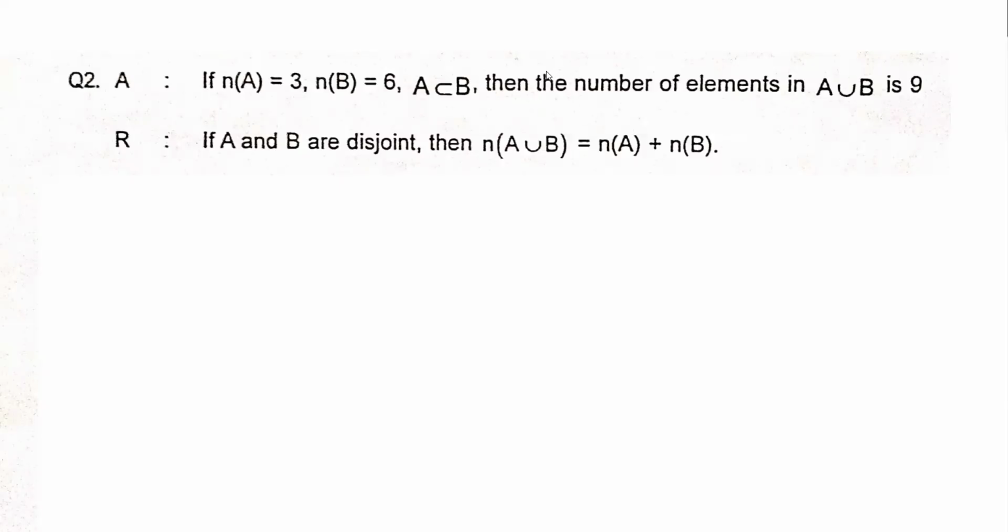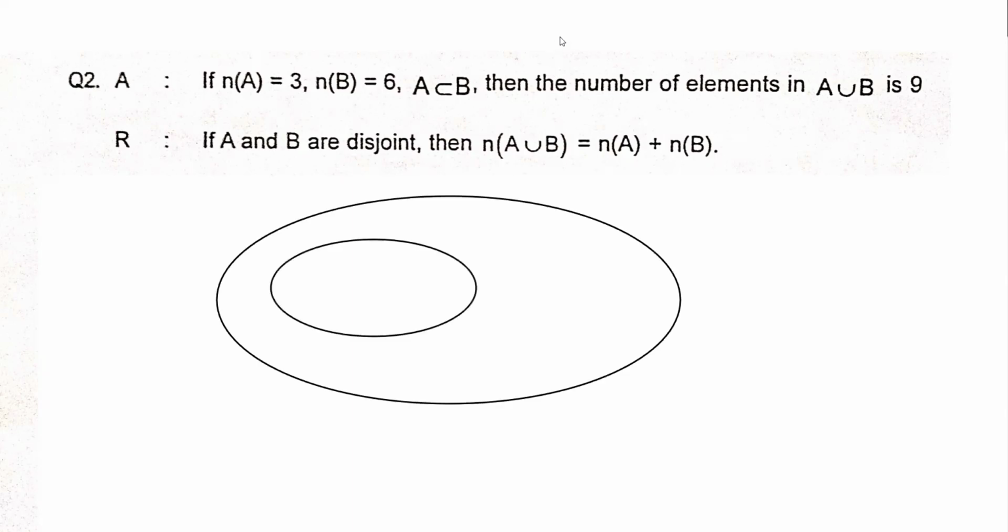Question number 2 says if n of A has 3 elements and n of B. So n of A has 3, let's say set A, and I take set A with 3 elements, and n of B, and I have already made set A a subset of B, as you can see the set A is placed inside B. And n of B has in total 6 elements. That means it must include the 3 elements of set A. So we can say 3 more elements have to be included here. Right, 3 more elements are included.